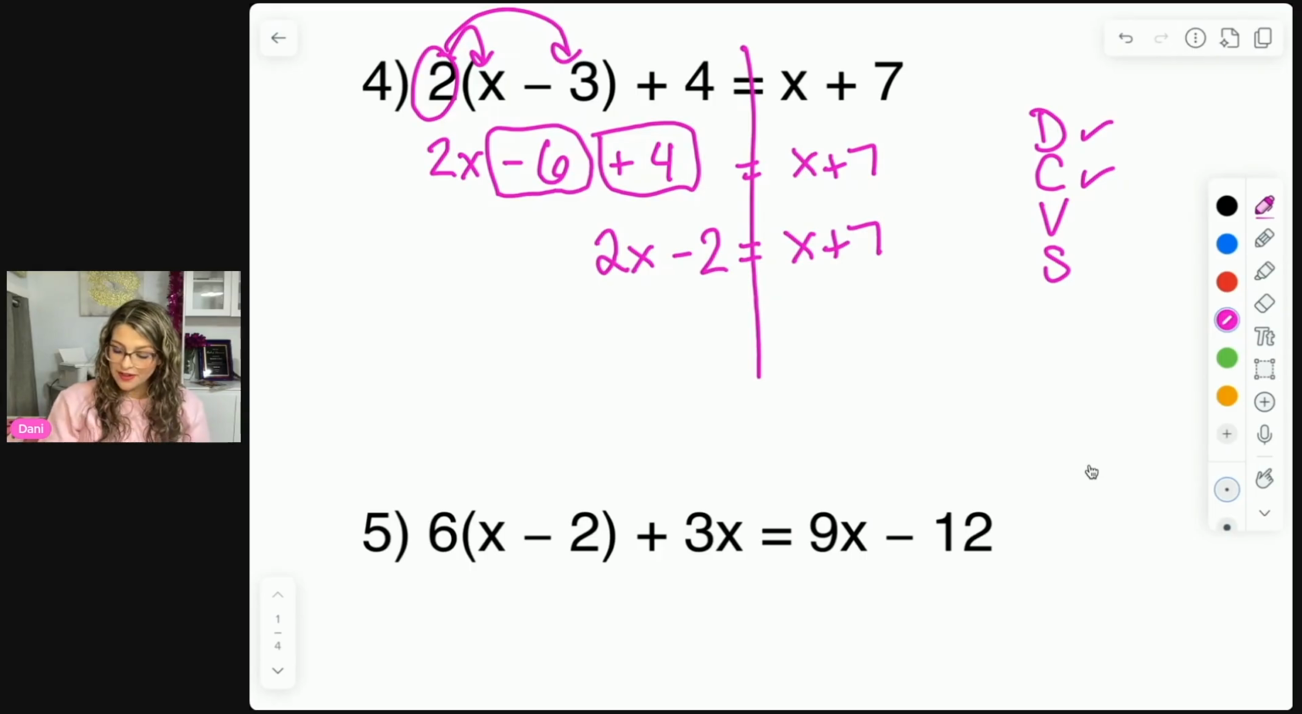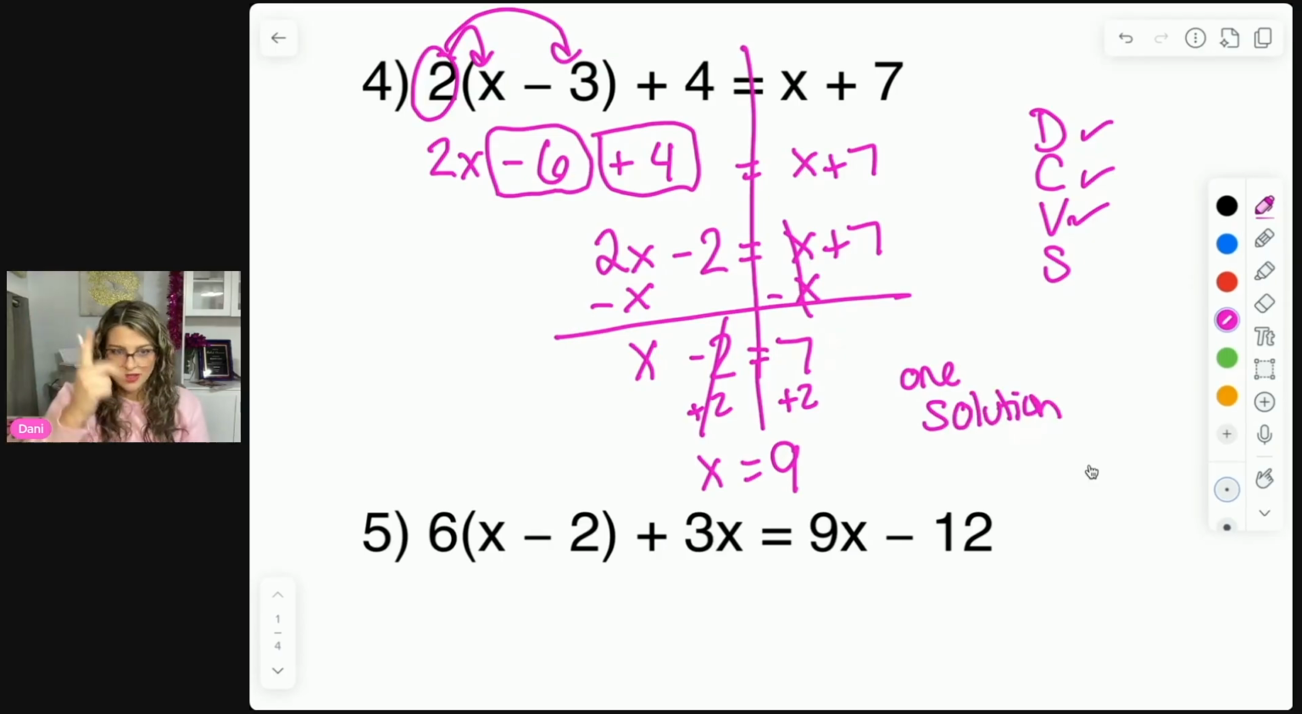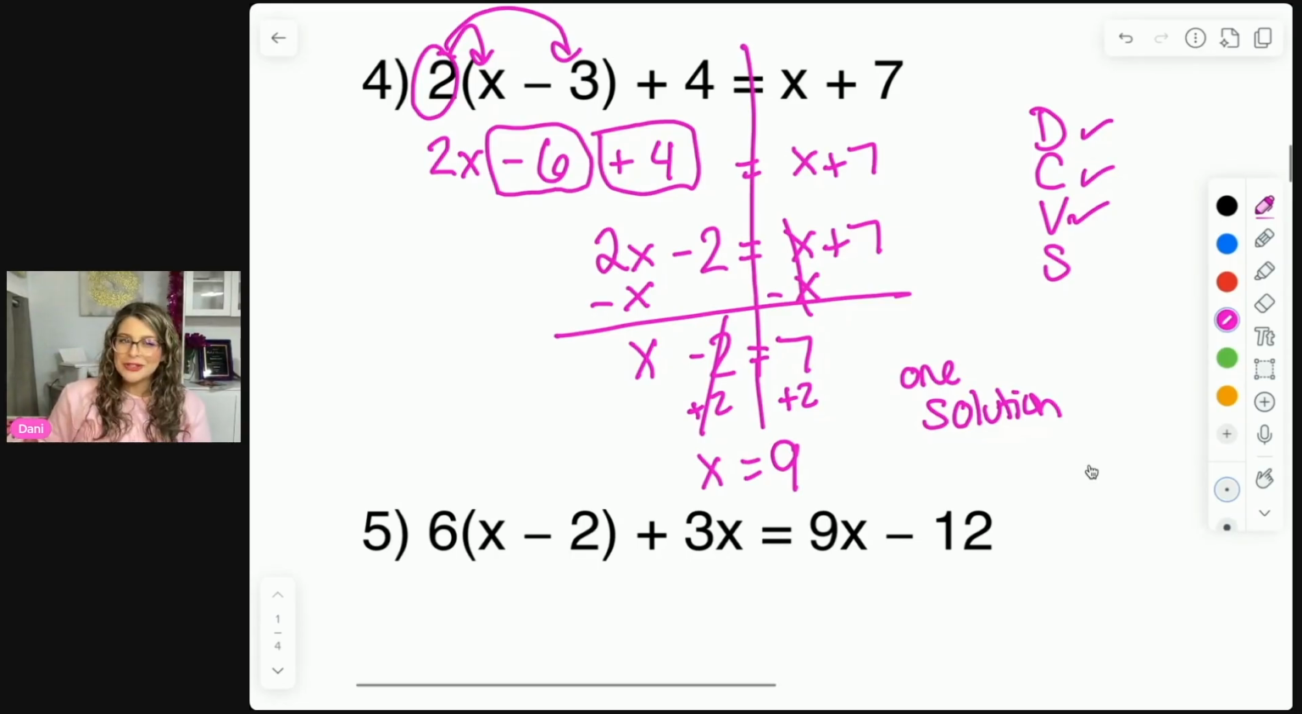So we're going to get our variables to the same side now. So let's subtract x from each side. x minus 2 equals 7. Okie dokie. This doesn't look too shabby. We get x equals 9. Therefore, we have one unique solution. No other answers will work except for this one. So, not too bad. Let's try another one.